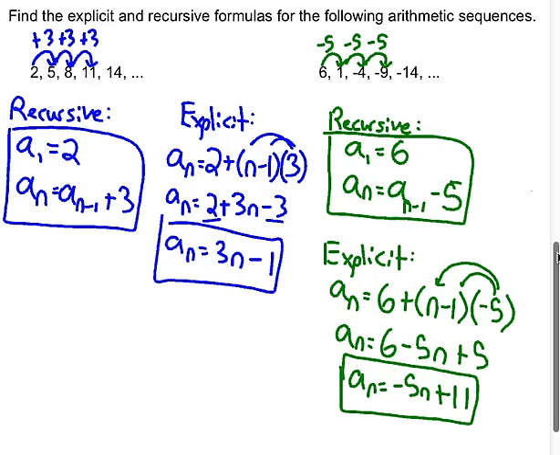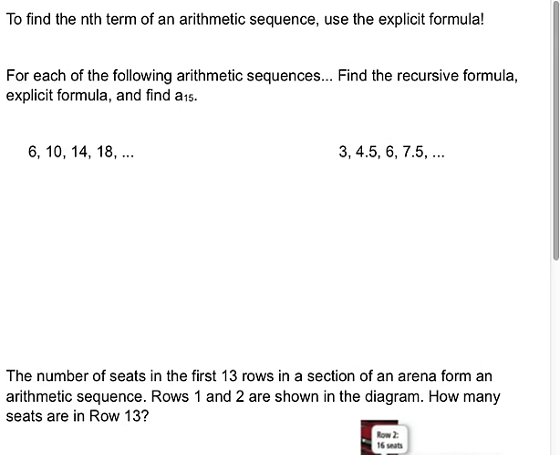So as long as you know which formula you're plugging into, this should be a very basic skill, okay? Just putting everything in the right place. So recall, to find the nth term, all you have to do is use the explicit formula. Remember, that's the power of having the explicit formula: it lets you find any term immediately. For recursive, you'd have to build up to that term you're looking for.